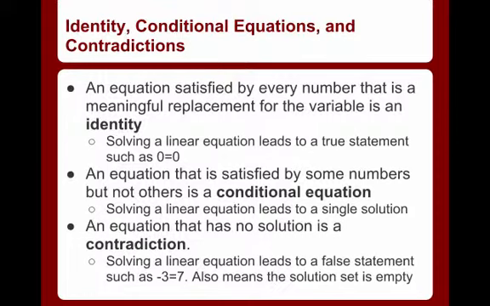The last one is a contradiction, meaning it has no solutions whatsoever. The way you would recognize this is when you try to isolate x, in the process of solving, the variables go away and you get something like -3 = 7, which is a false statement. Whenever you're solving an equation and you get a false statement, that means it has no solution, meaning there's nothing you can plug into the variable to make the equation true. Okay, so in the next video, we're going to do some examples of such.